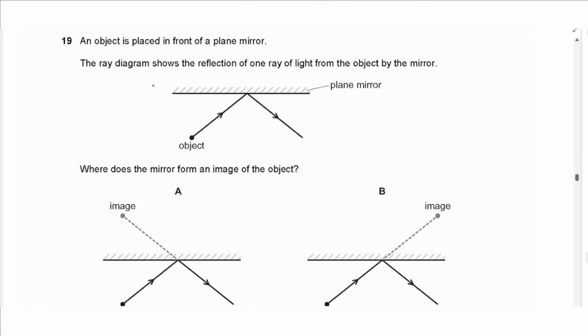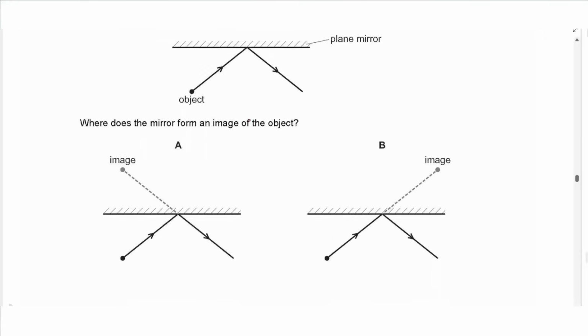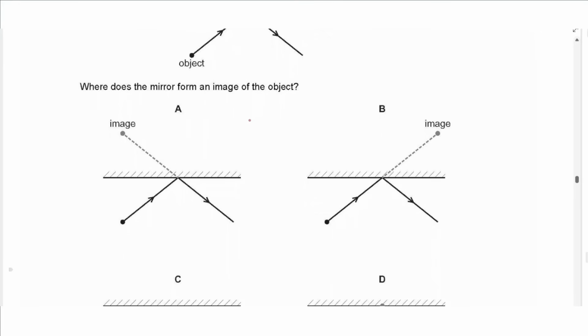Question 19 says, an object is placed in front of a plane mirror. The ray diagram shows a reflection of one ray of light from the object by the mirror. So where does the mirror form an image? The image of the object is right in front of the object and behind the mirror at the same distance from the mirror, and it is formed by the extensions of the ray, so the answer is A.